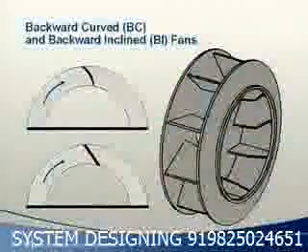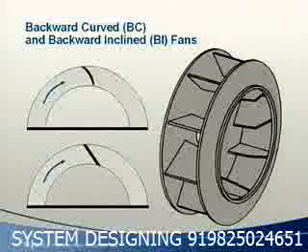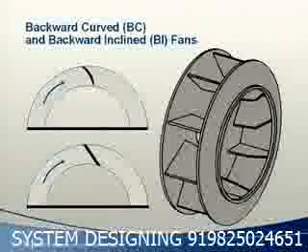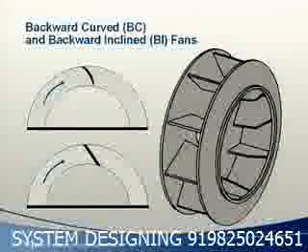Because of this wide application range, and because FC fans have a less severe surge characteristic than other fan types, they are often the most forgiving choice. This makes them very popular in packaged and light commercial equipment. A backward curved or BC fan has shaped blades that are curved away from the direction of wheel rotation. A backward inclined or BI fan has flat blades that are slanted away from the direction of wheel rotation.